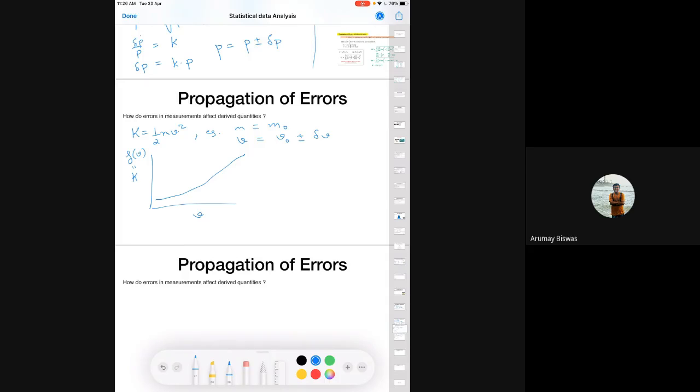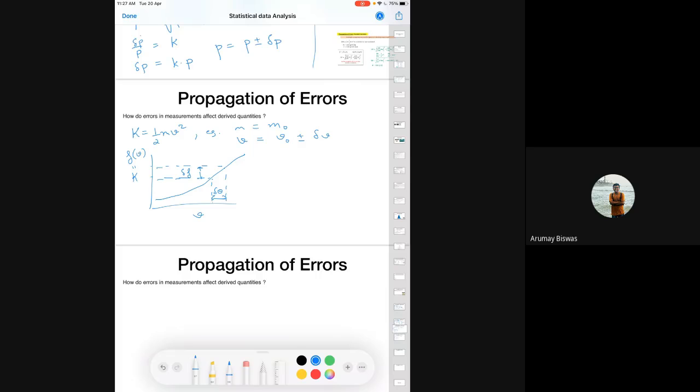Now, what does this plot represent? So this plot tells you that if you have an uncertainty of delta V in your speed, then the corresponding delta F in your function is given by the width of this quantity on the y-axis. So once you plot the function, you can find out what error in the function corresponds to what error in the variable. Okay.